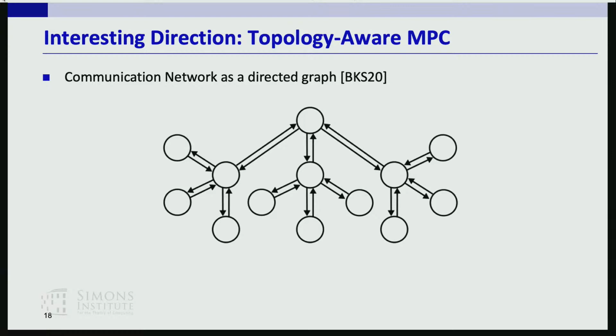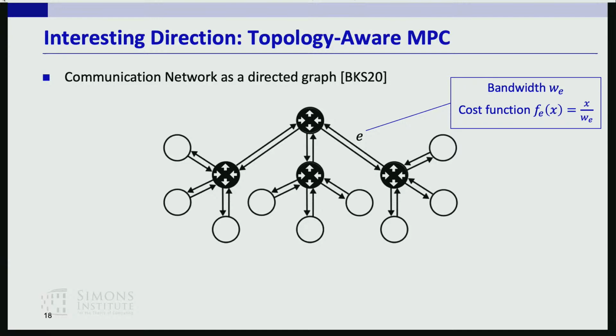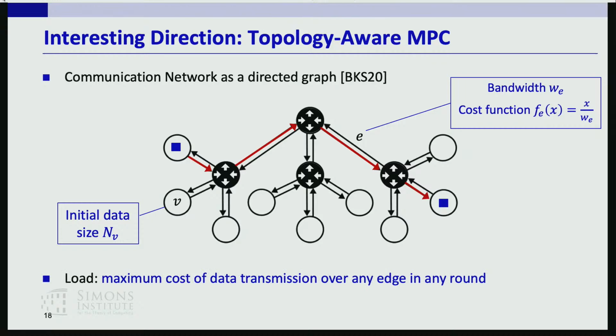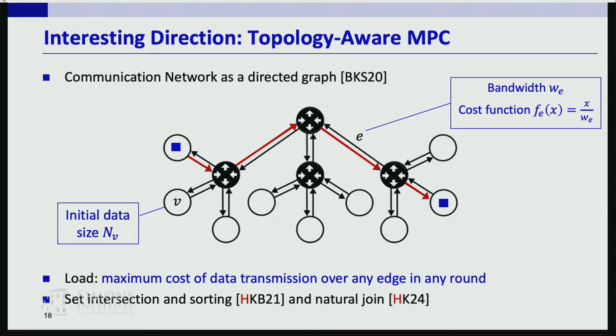The last question, maybe a big direction, is to study the topology of the MPC model. In the previous setting, we talked about the homogeneous MPC, such that all the servers communicate with the same bandwidth parameter and the same latency, and they are connected by a complete network. A high-level idea in this model is that we want to take the communication topology into account. We already have some initial results for set intersection, sorting, and natural join, but I believe there's a lot of work that can be done in this interesting model.